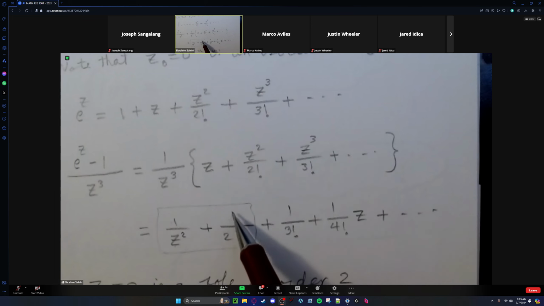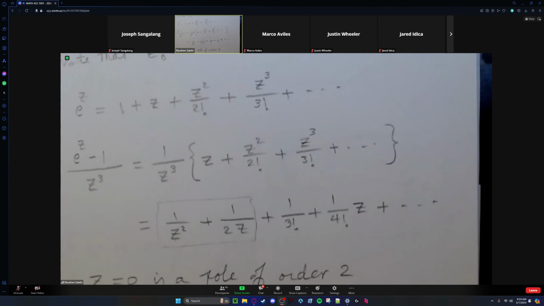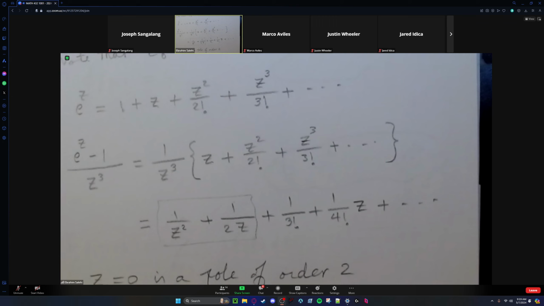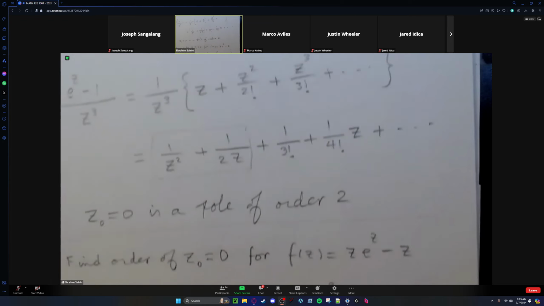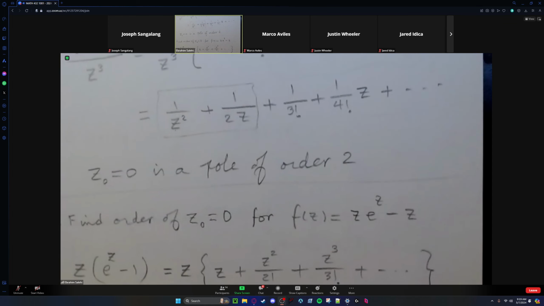Do you remember this number 1/2, the coefficient of 1 over z? That is what we like, and we call it the residue of this particular function at z equals 0, which is 1/2. Okay, here's another example, just to make sure that we understand the topic.